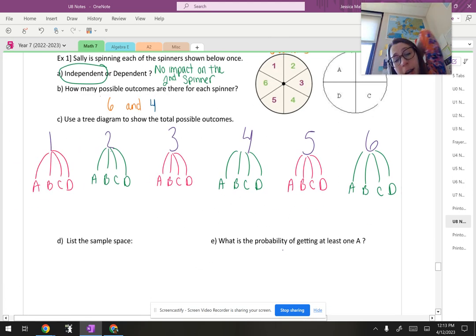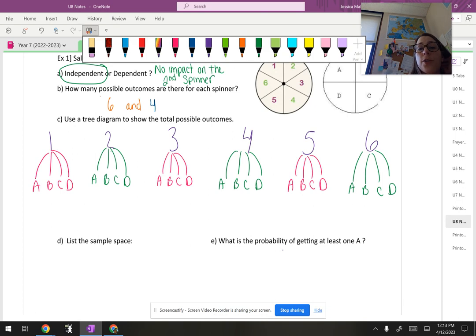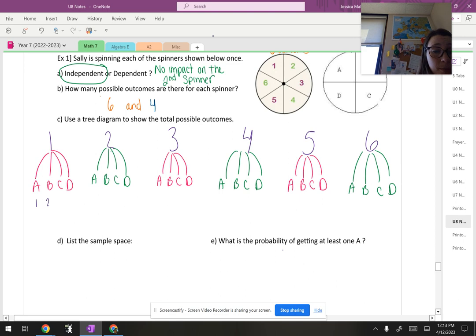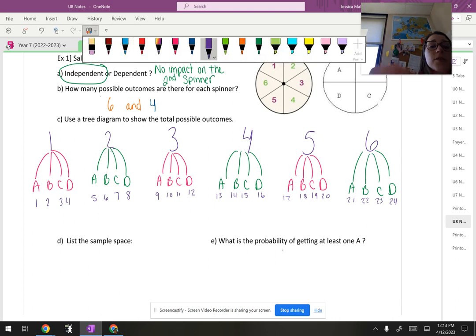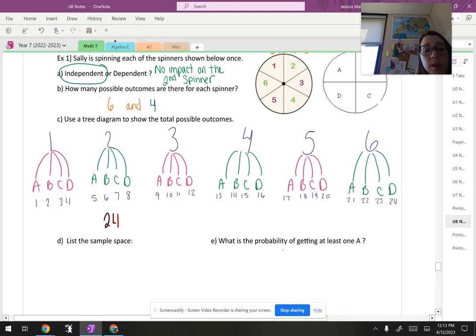Okay, so that's our tree diagram, and now we need to determine the possible outcomes. Each of these complete branches represents one possible outcome. So one possible outcome is getting a 1A, or a 1B, or a 1C, or a 1D. That's 4 possible outcomes. And yes, I am going to write these numbers down. And yes, you are going to write these numbers down also, because it's the first time and you're learning. I won't make you do this every single time. But on this first time, yes. So that leaves us with 24 possible outcomes.